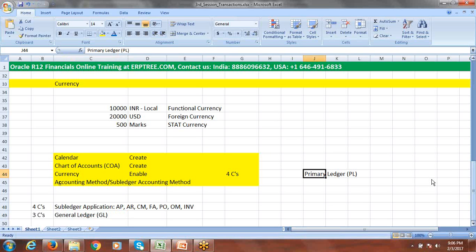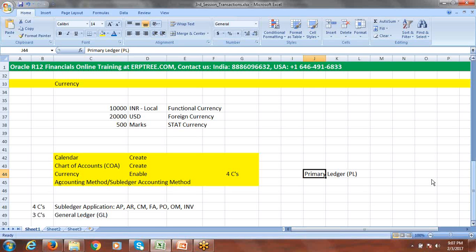General ledger is the application name. Primary ledger is a part of general ledger. This is one of the features required to record the transactions. If you have just the general ledger application, you can store the data, but if you have a primary ledger, that will be useful to record the transactions in any application.